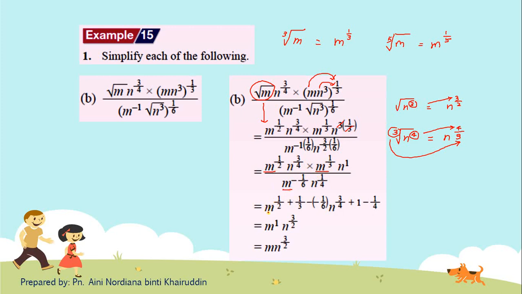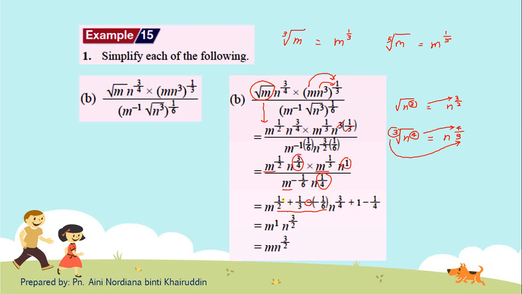do your calculation. m to the power of 1 over 2 plus 1 over 3, minus, because of division, negative 1 over 6 here. So please be careful here. Minus negative 1 over 6. n to the power of 3 over 4 plus 1 minus 1 over 4. So 3 over 4 plus 1 minus 1 over 4.